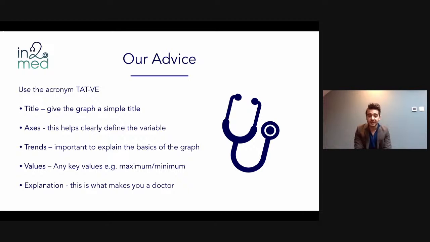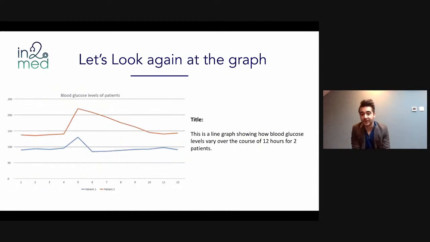Alternatively, let's say you don't even know what the explanation is, because you might not. The very fact that you've been able to start with the title, axes, trends, and values, the person will know what the graph is showing, and then they can give you some prompts as to why it might be doing it like this. But that will be more than a credible answer, even if you only get through the first four parts of this acronym. So let's go back to the graph and let's do it together.